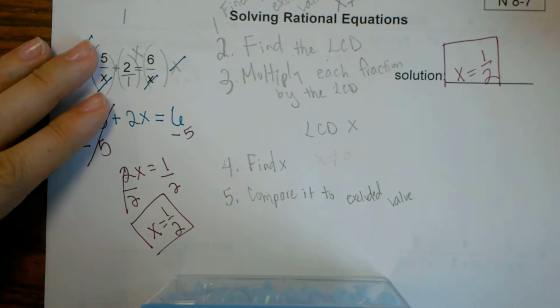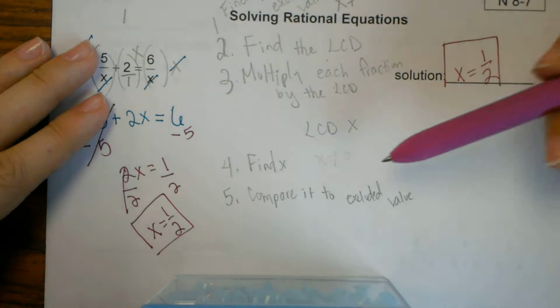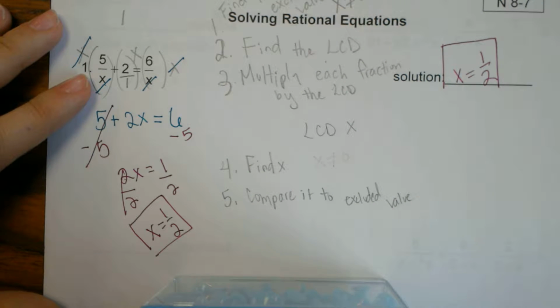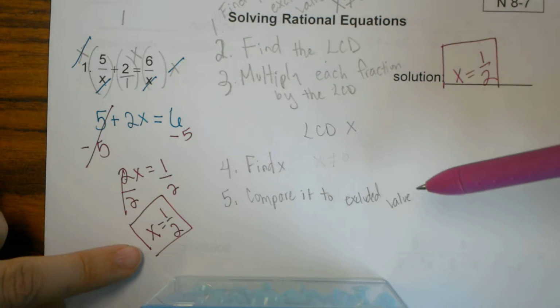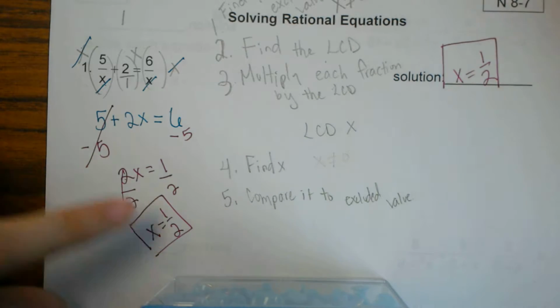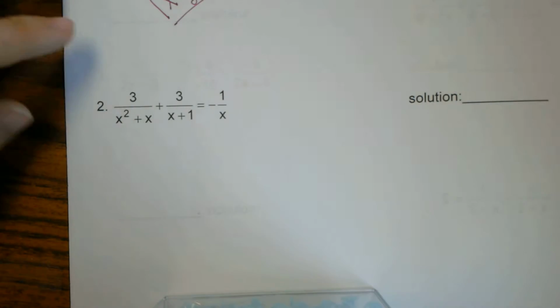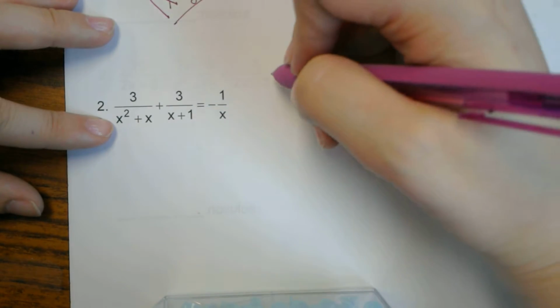And there's an example where the solution is the excluded value, and we'll get to that. But right now, all I care about, it is not the excluded value, so we're good. On this one, I have something to factor first.